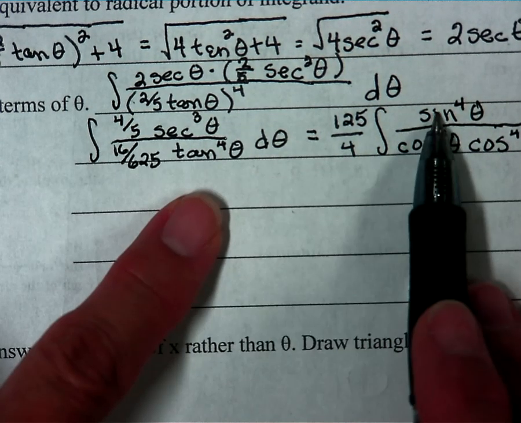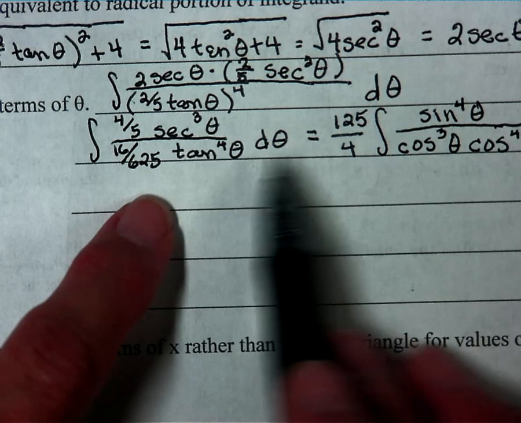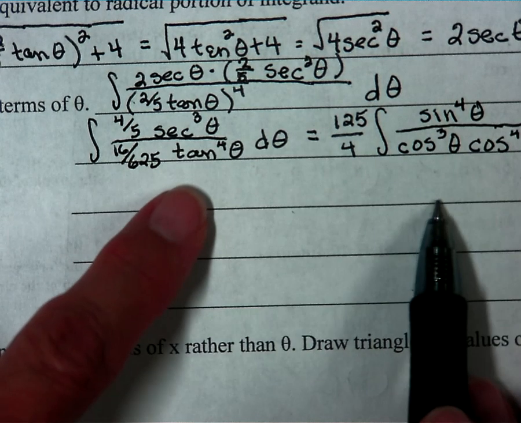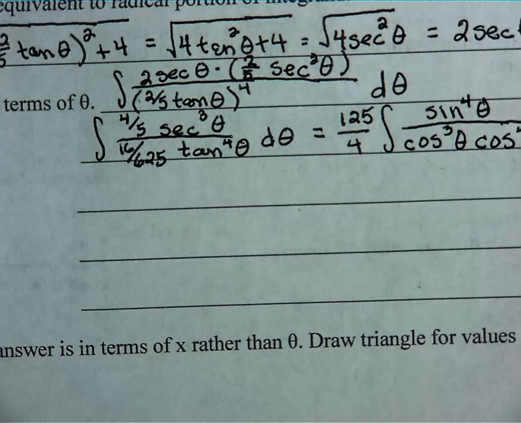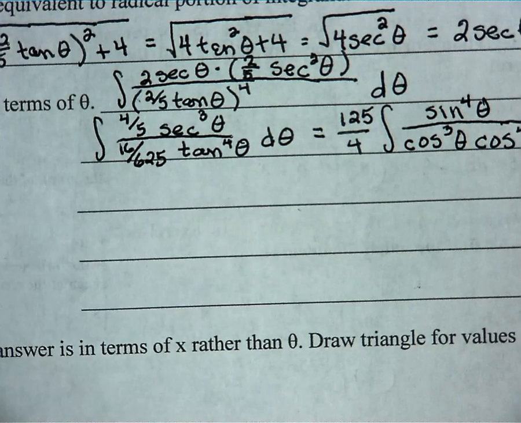Tangent to the 4th is sine to the 4th over cosine 4th. Secant cubed is 1 over cosine cubed. So maybe I just forgot about this to the 7th. Where do I have this all worked out? I see what I did. Do you see what I did? What did I do, Michaela? Yeah, you're dividing by tangent, and that's the same as multiplying by cotangent.